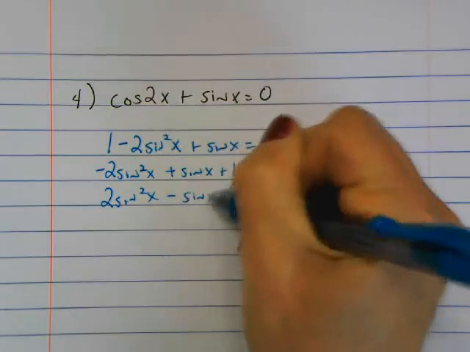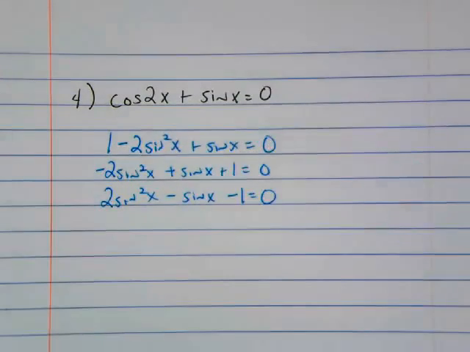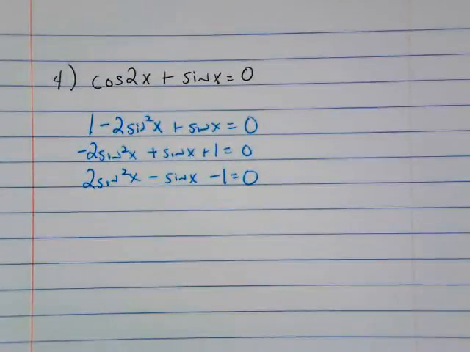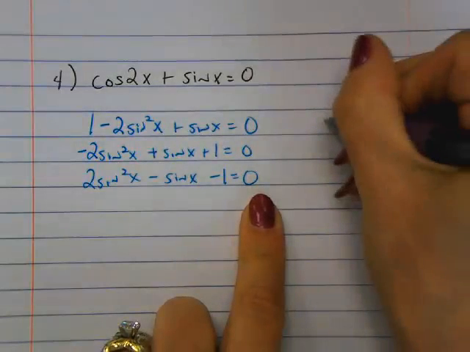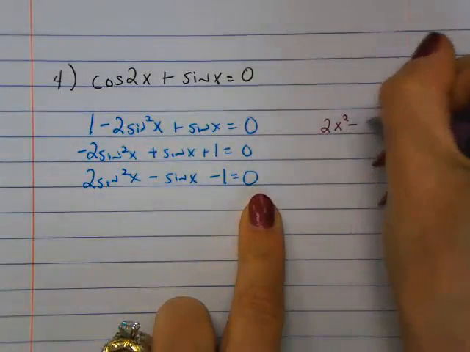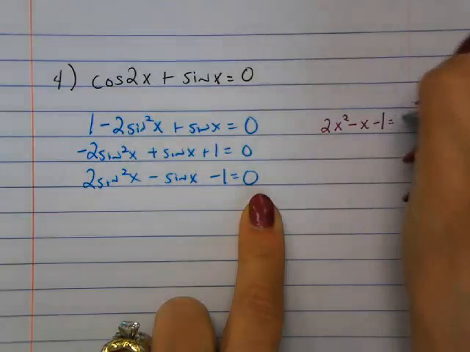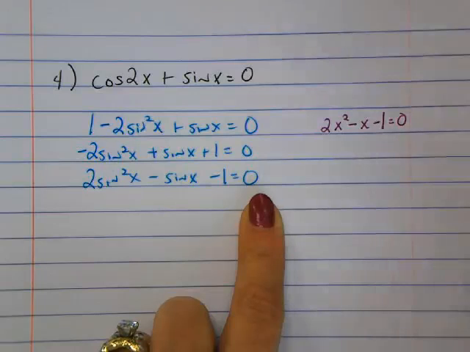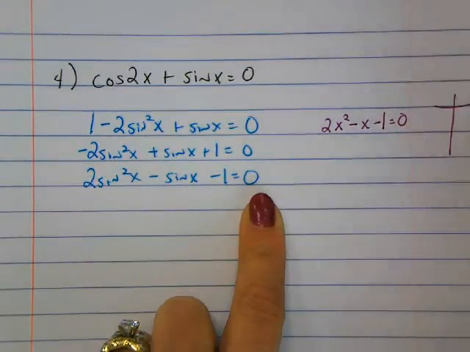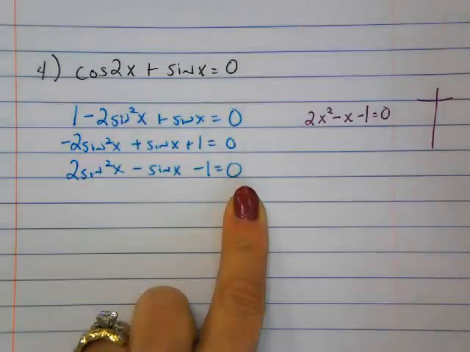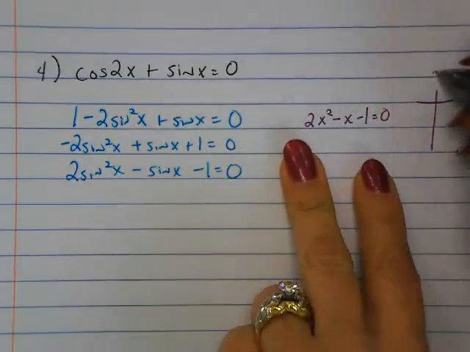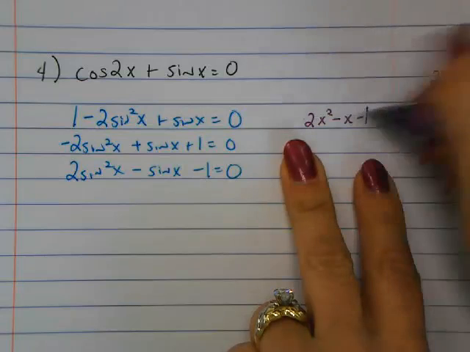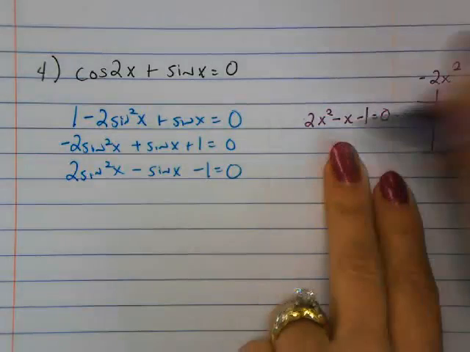So I can change everybody's sign. Again, pull him off to the side. So you have 2x squared minus x minus 1 equals 0. And let's factor that. So I do 2 times 1 is 2x squared, and that's really a negative 2x squared. This guy goes at the bottom.